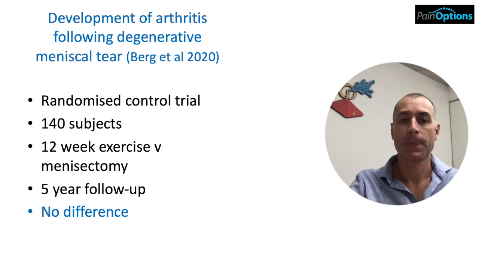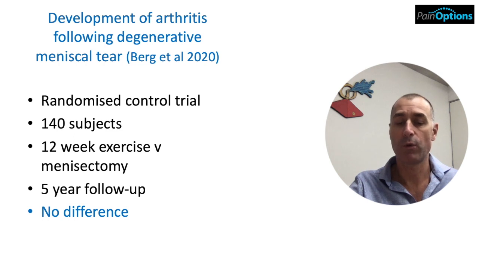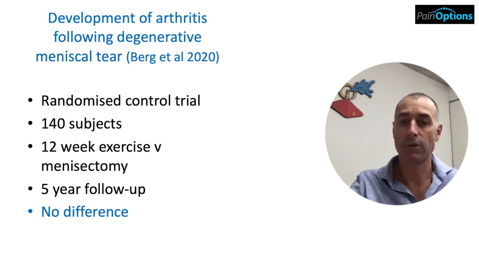So other questions that often get asked in the community and also of workers: development of arthritis following a meniscal tear. So this was a randomised trial, 140 people comparing exercise versus arthroscopic surgery. At 5-year follow-up, no difference. So that's pretty strong and very current evidence this year that if you don't have surgery, or if you do have surgery, the amount of arthritis in your knee 5 years later, based on this study, is not any different.